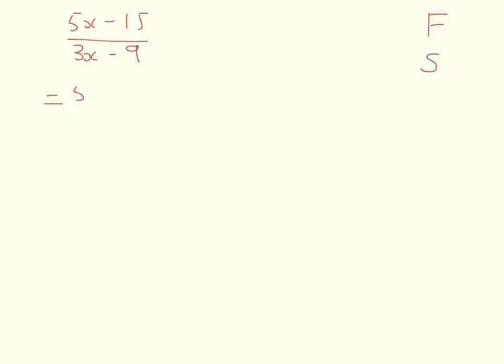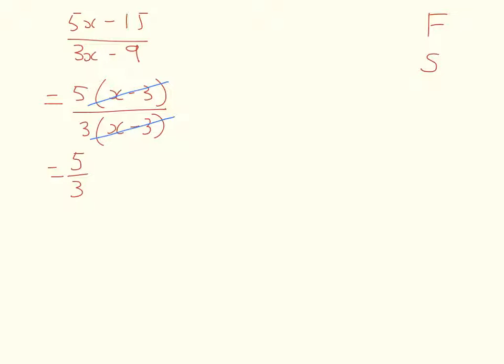Okay, we go 5 outside of x minus 3 in the numerator over 3 outside of x minus 3. And now what I see is that I have a common factor, x minus 3 divided by x minus 3. It's all in brackets, so I'm able to do this and I end up with 5 over 3.